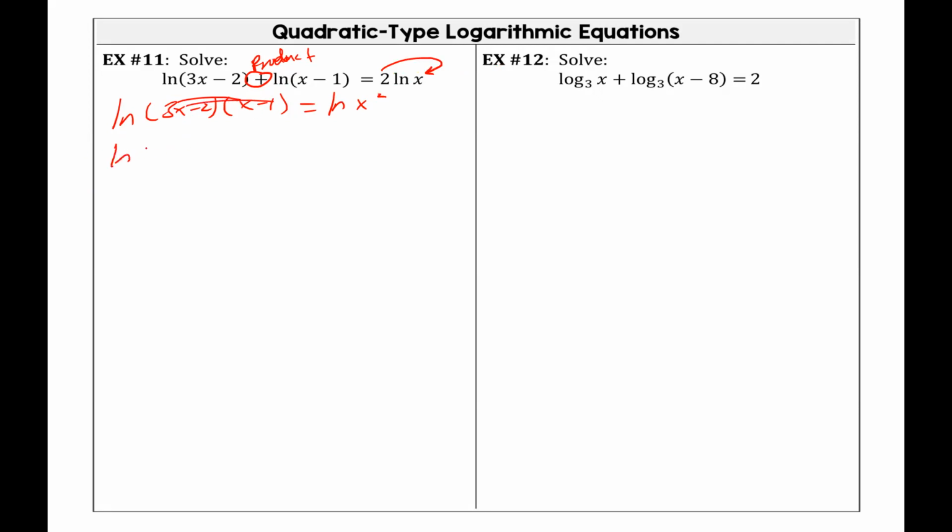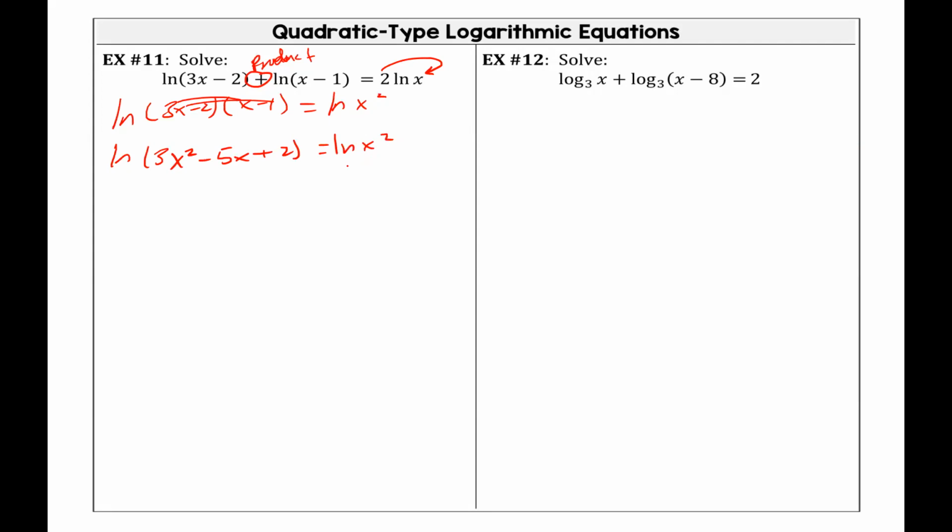So natural log of 3x squared minus 3x plus 2. Minus, I can math, y'all. Sometimes I can't. Make that a little prettier. 3x squared minus 5x plus 2 equals natural log of x squared.